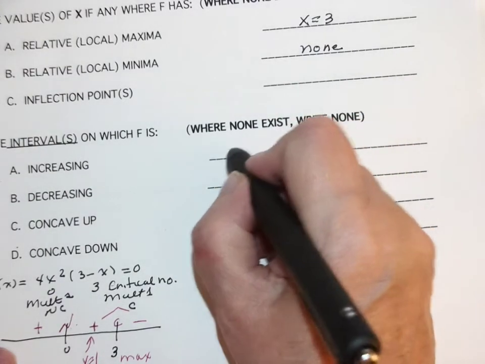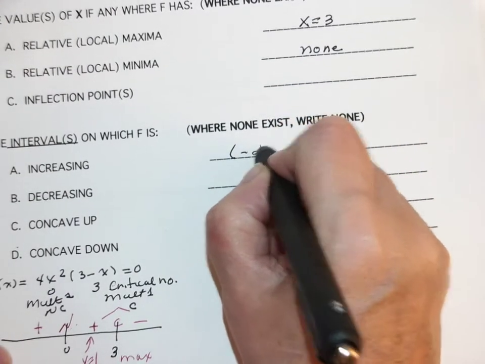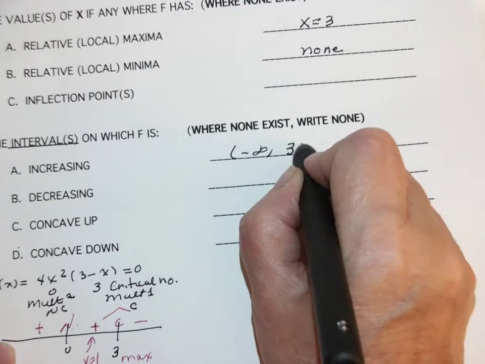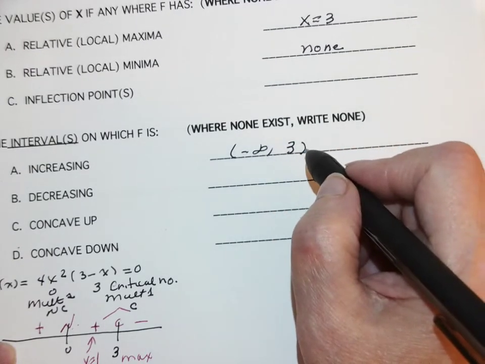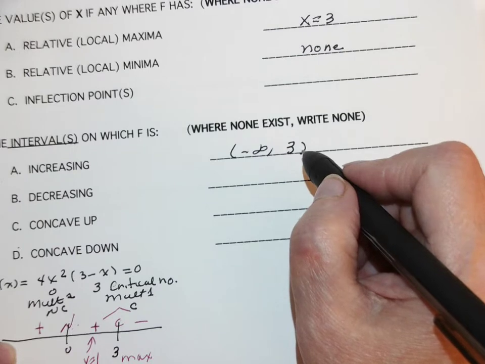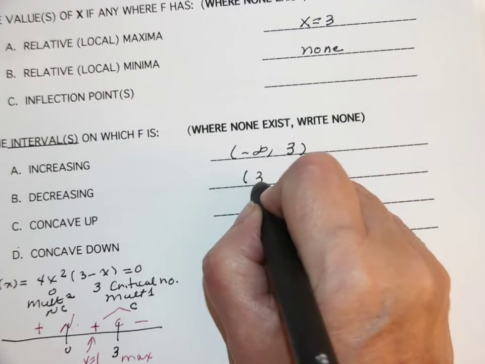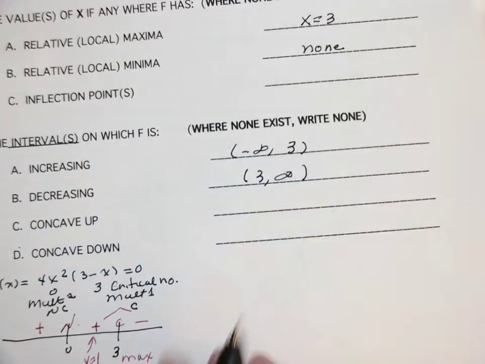Increasing from minus infinity to 3. And decreasing from 3 to infinity.